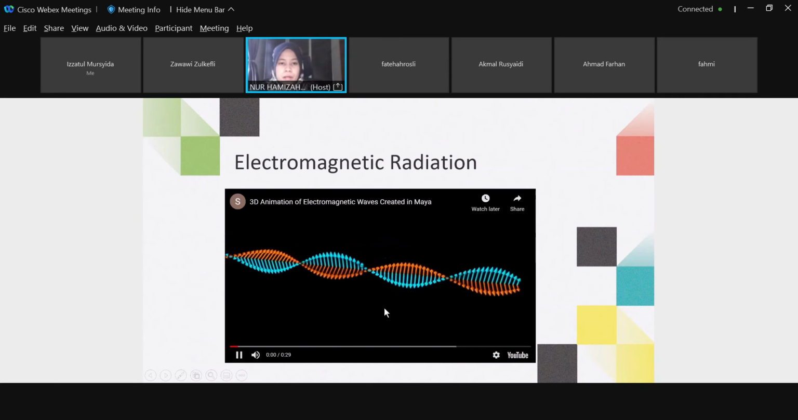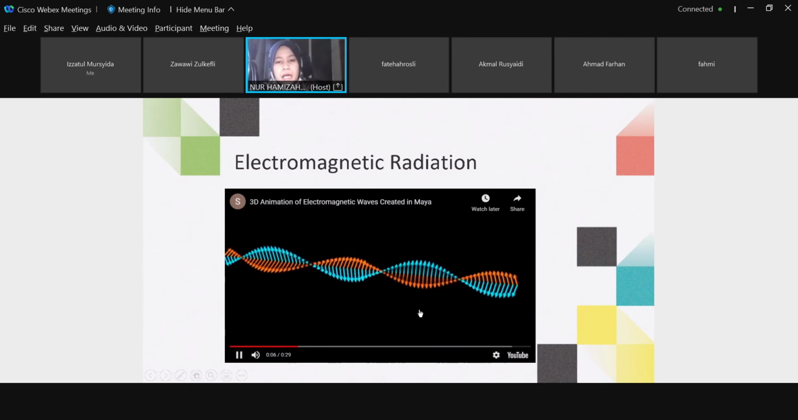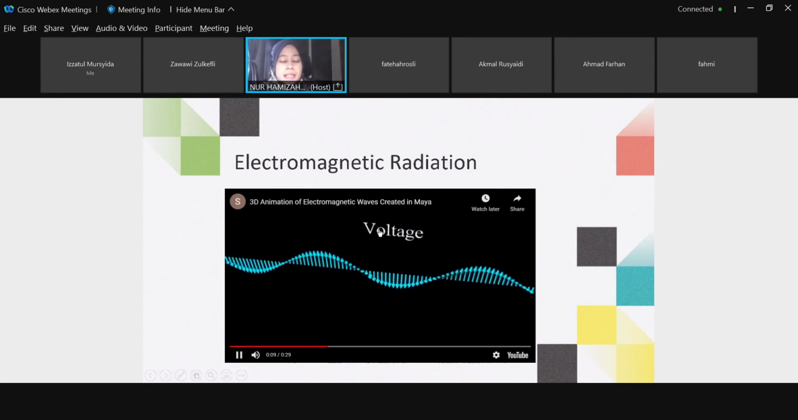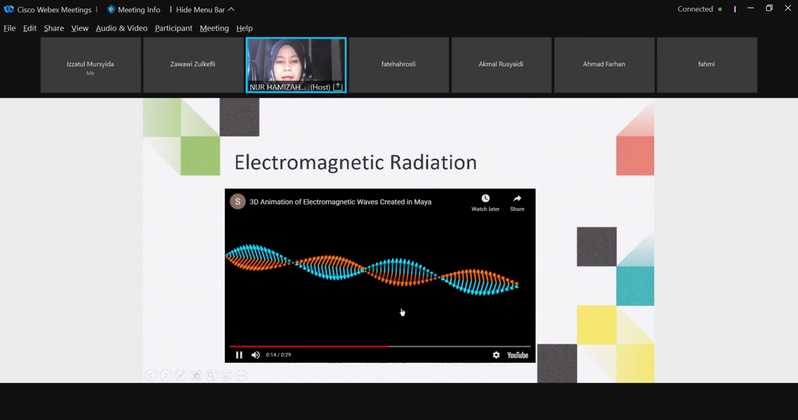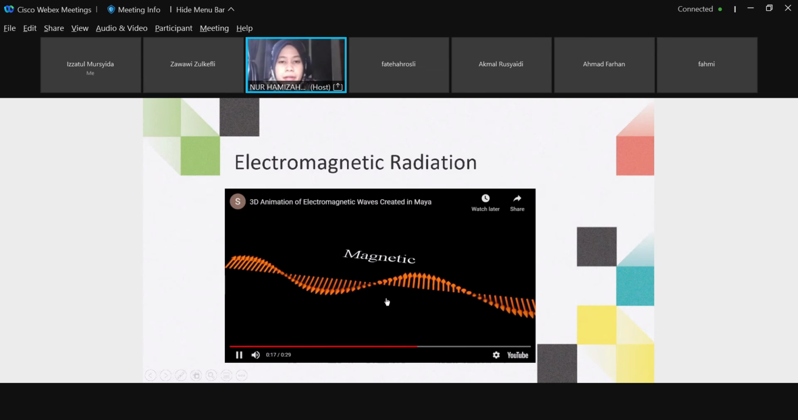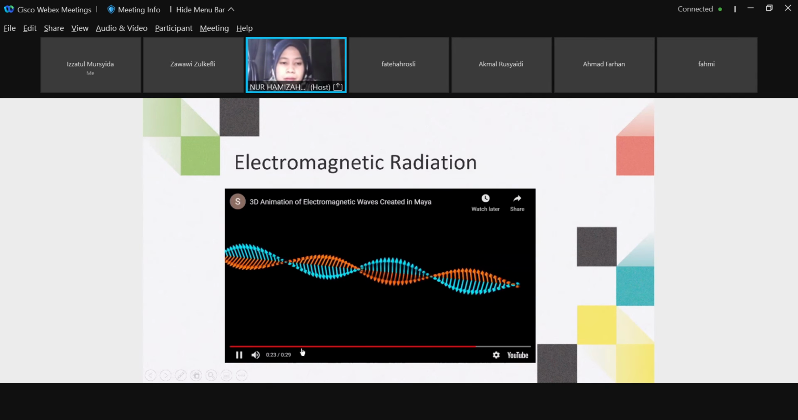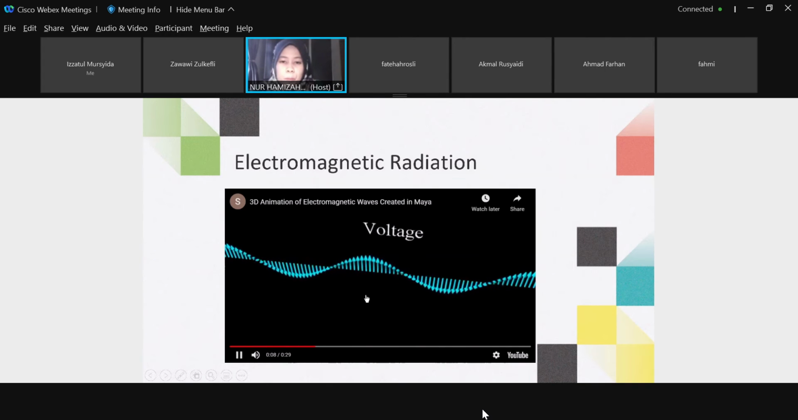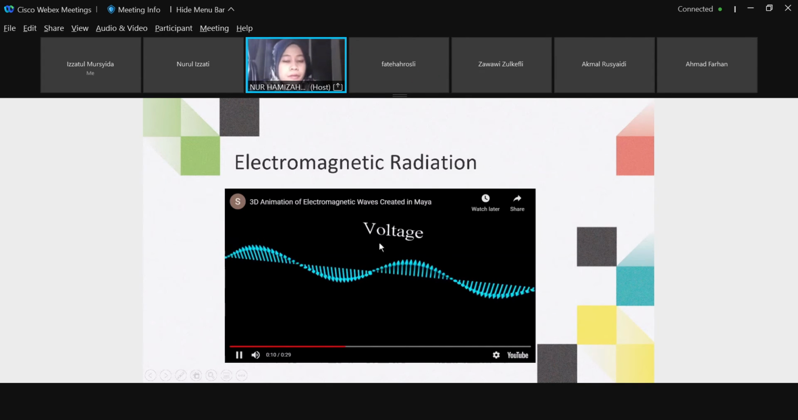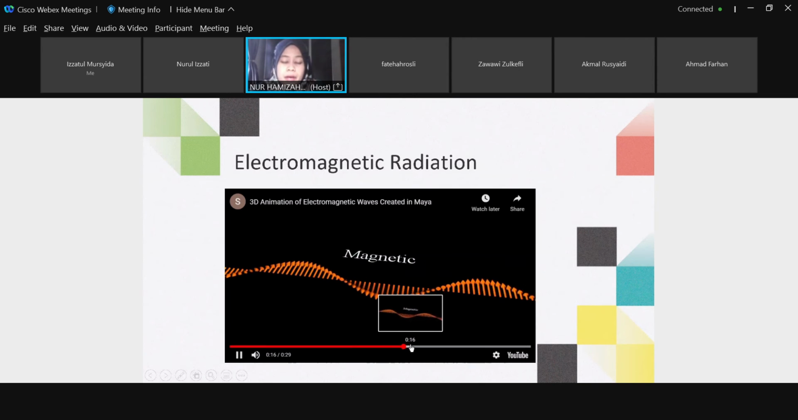The animation for the electromagnetic radiation or electromagnetic wave. Okay, so this is roughly the shape of it, but we cannot see it. For the electromagnetic radiations, you can see their properties. Can you see the video? Yes. Okay, you can see the voltage, and they also have one more, they have magnetic.